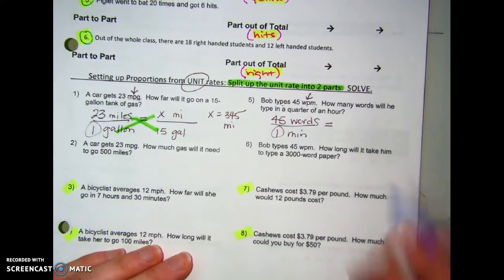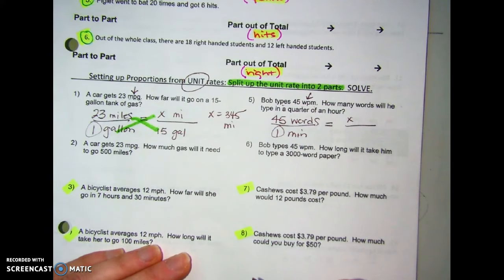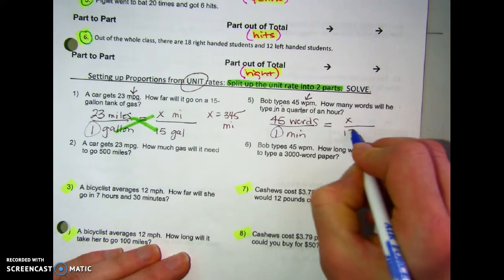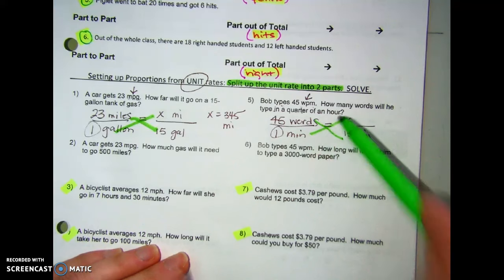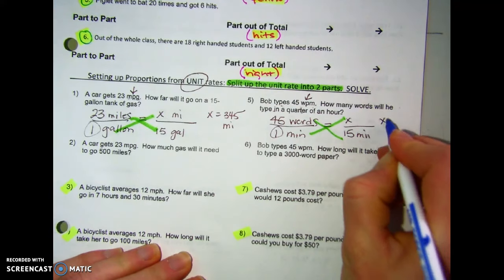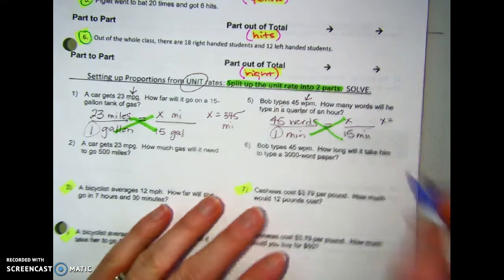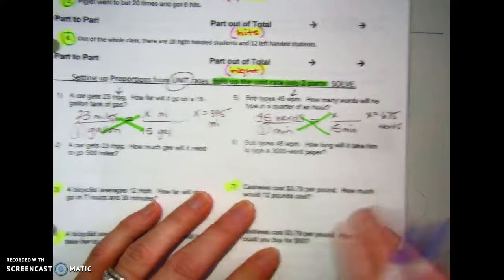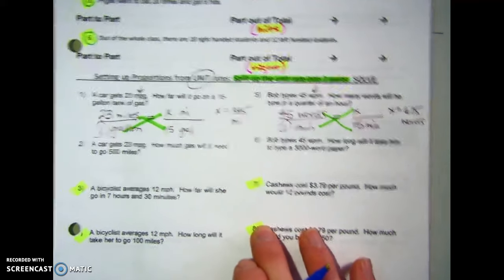How about number 5? 45 words in 1 minute. How many words, so this is what I'm looking for, could he type in a quarter of an hour? Well, I gotta think. Quarter of an hour is how many minutes? Quarter of an hour would be 15 minutes. And cross multiply, right? So 1 times x, 45 times 15, 675. He can type 675 words in 15 minutes. Okay? We'll finish 2 and 6, and then you get to practice on the bottom here.